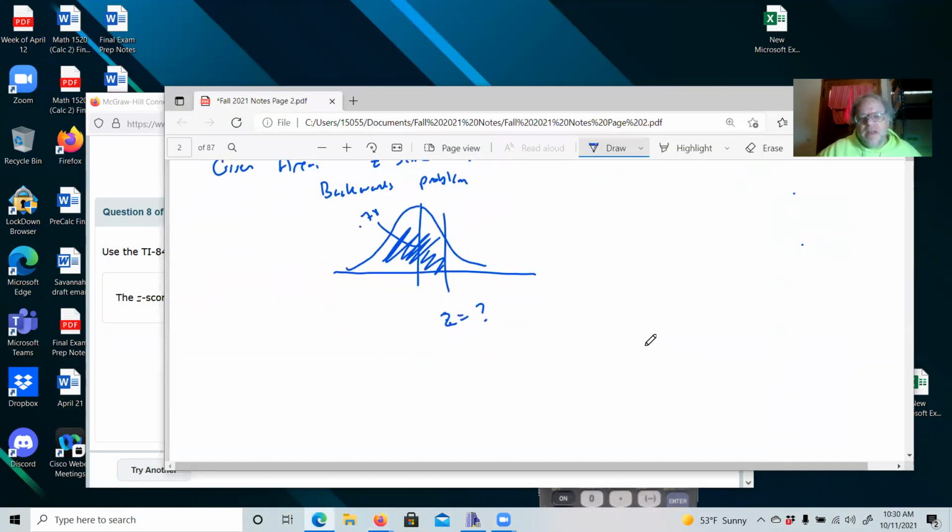That was right. Okay, so the format is we're going to say inverse norm. You're going to put the probability first, right? That was the area. Then you're going to put the mean and the standard deviation. And that's going to be how we're going to get this z-score. So the z-score was 0.77.